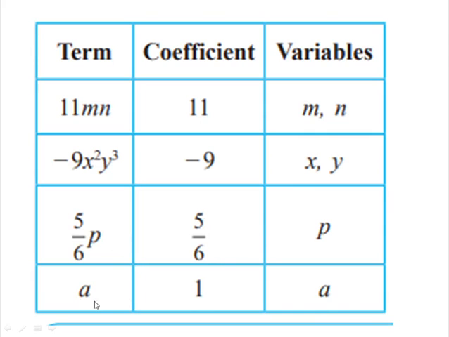But if you look at the last example, a, here the coefficient is not given. But we know that when any number is multiplied by 1, we get the same number as the product. So, if there is no coefficient, we consider 1 as the coefficient. So the coefficient of a is 1 and a is the variable.